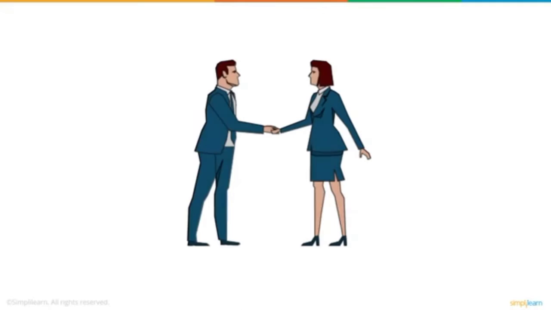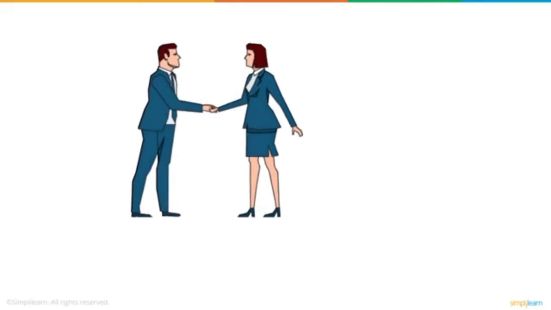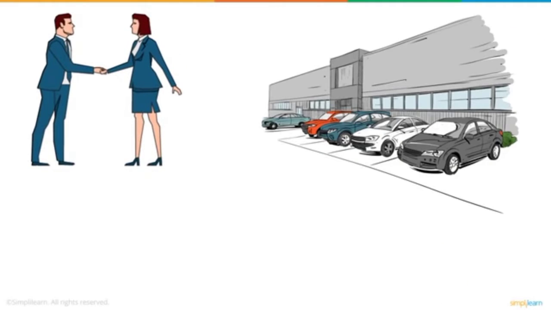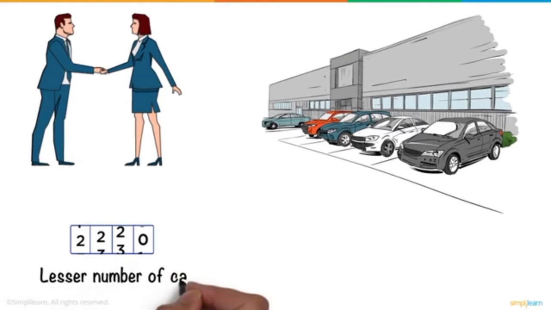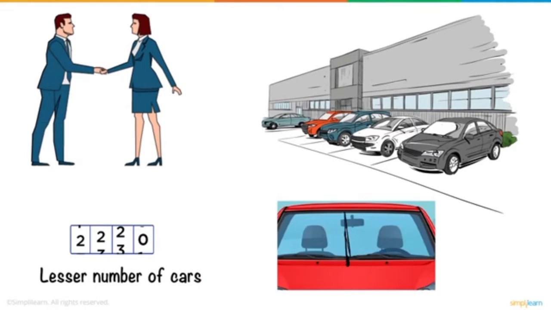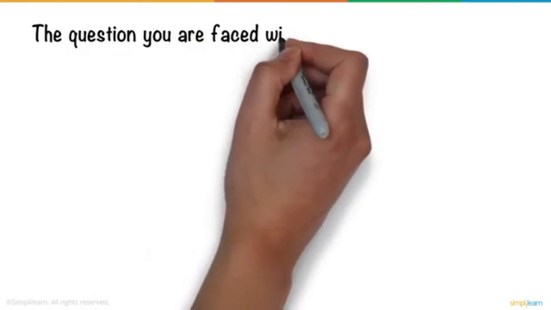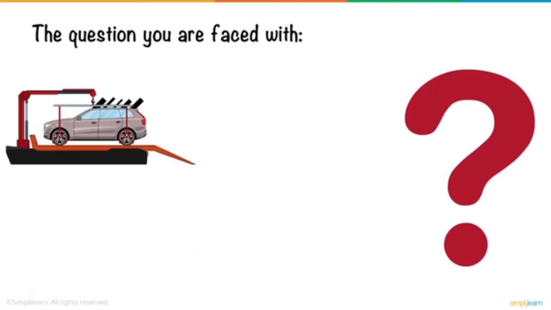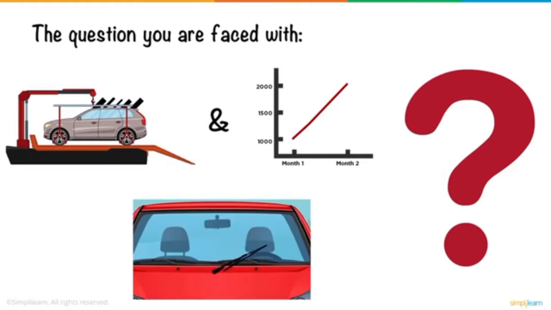Imagine you've been tasked with a really important project at work. The company you're working for produces luxury cars. The production numbers are going down, and a lesser number of cars are getting manufactured each day. There also seems to be an issue with the quality of the windshield wipers that go on these cars. The question you are faced with: is there a way for the company to stop the stall in production and increase the production per day from 1,000 to 2,000? Also, is there a way to find out what's causing the drop in the wiper quality?